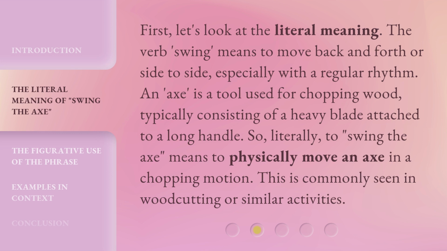First, let's look at the literal meaning. The verb, swing, means to move back and forth or side to side, especially with a regular rhythm. An axe is a tool used for chopping wood, typically consisting of a heavy blade attached to a long handle. So, literally, to swing the axe means to physically move an axe in a chopping motion. This is commonly seen in woodcutting or similar activities.